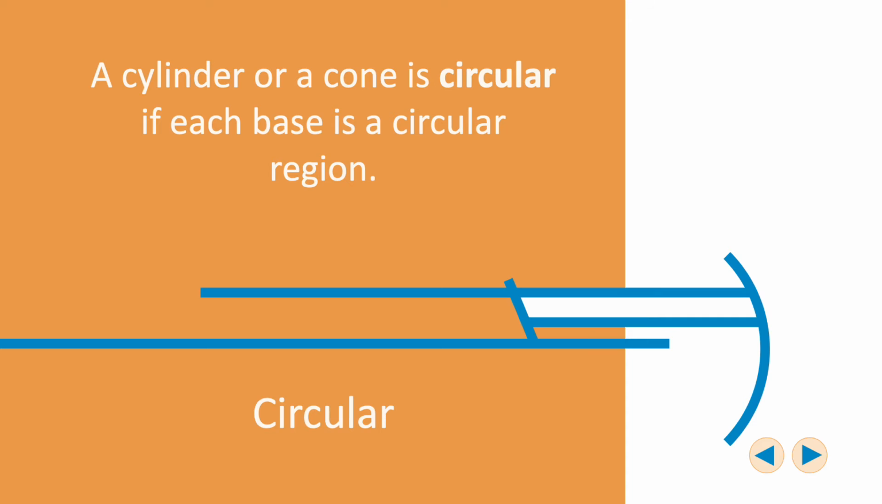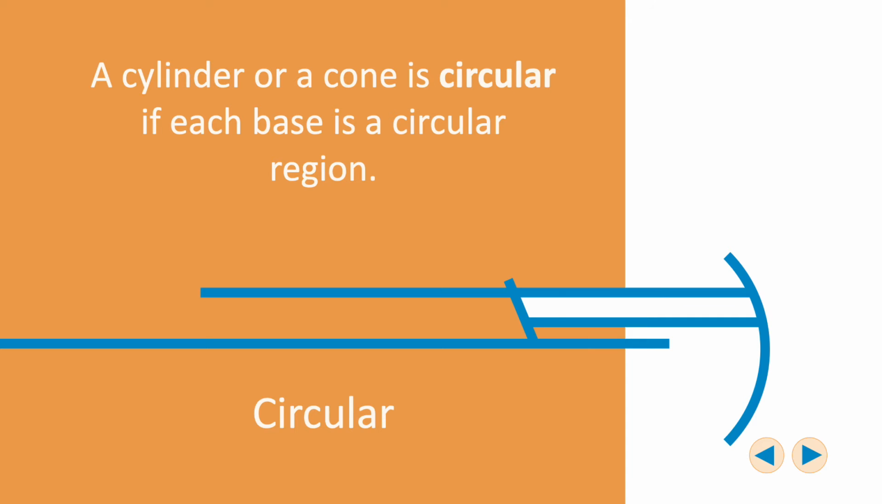A cylinder or a cone is circular if the base is a circular region. Does this mean that there are cones or cylinders that do not have a circular base? Yes, actually, we're going to see them in just a minute. So I already drew my examples of that circular cone and the circular cylinder because that's how we see them in our heads, right? That's what we learned in elementary school and maybe even middle school.